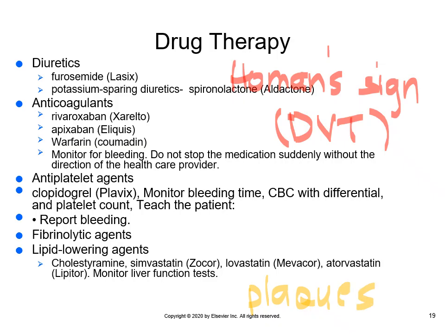Okay, they can build up in those blood vessels, in the lumens, and then it can even block the blood flow to the area. And that's why we are giving them these medications like simvastatin, the statins, the lipid lowering agents, lovastatin, atorvastatin, and then there's also this medication cholestyramine that can help lower the lipid or the cholesterol.